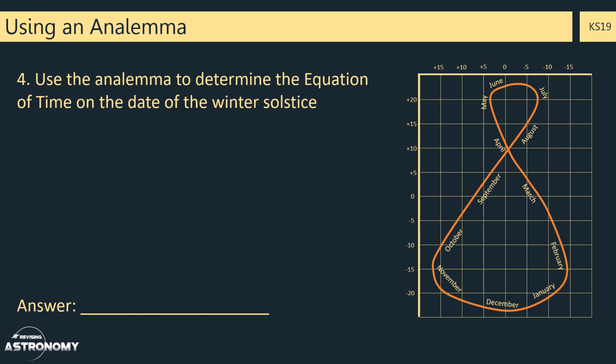Use the analemma to determine the equation of time on the date of the winter solstice. Now we know the winter solstice will be December the 21st. It's also going to be the point where the sun is the lowest in the sky. So it'll be the point at the lowest point of the graph over here. So we want to determine the equation of time at this point. So therefore we would go all the way, drawing our line straight up, and you can see that it would hit perfectly at 0. So the equation of time on the date of the winter solstice is 0.